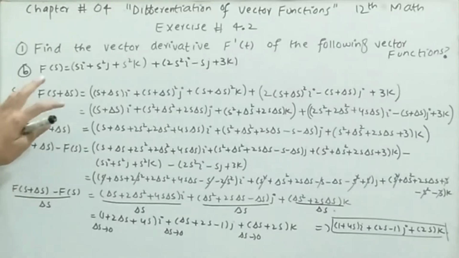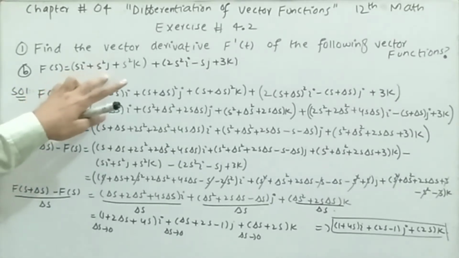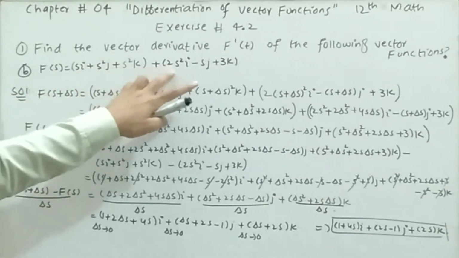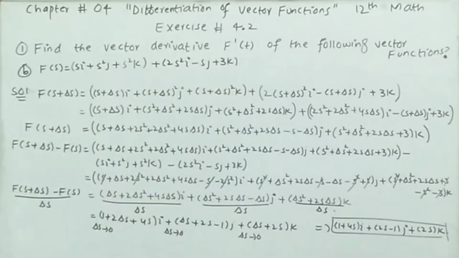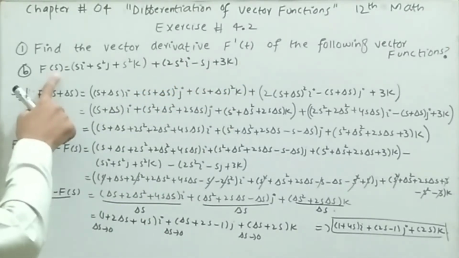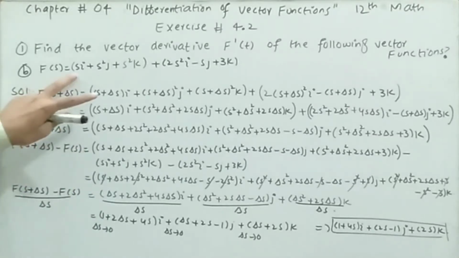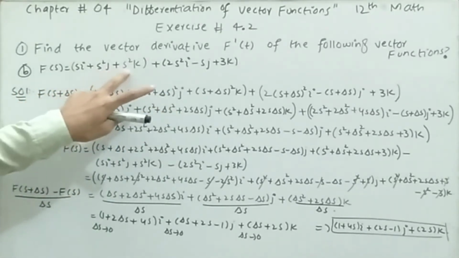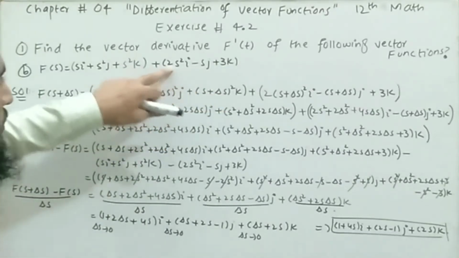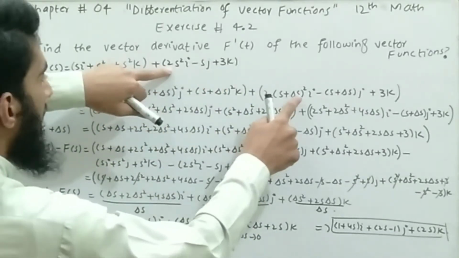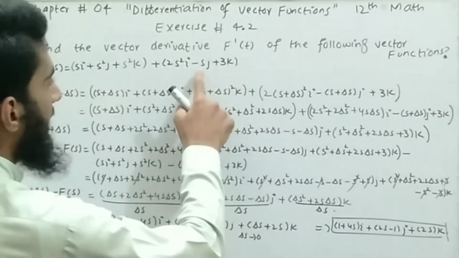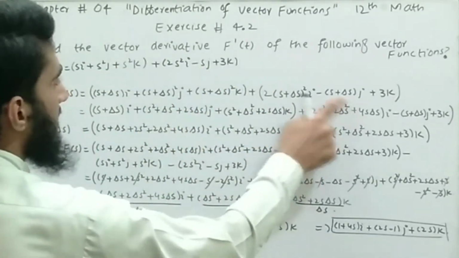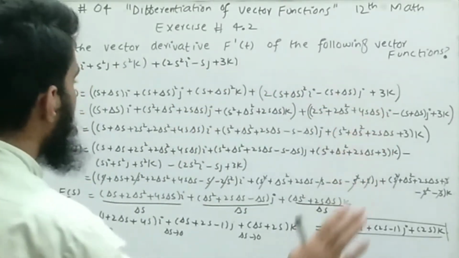It tells that a function is given: f of s is equal to s i plus s squared j plus s squared k plus 2s squared i minus s j plus 3k. So according to the formula we will replace s with s plus del s. It becomes (s plus del s) i, plus (s plus del s) whole squared j, plus (s plus del s) whole squared k, plus 2 times (s plus del s) whole squared i, minus (s plus del s) j, and plus 3k will come down as it is.